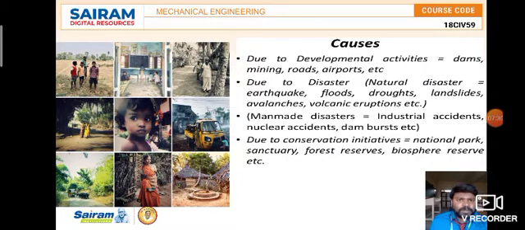During the corona pandemic period, gas leakage happened from an industry in Vizag. That is one of the examples of industrial accidents that we have recently witnessed. Next, conservation initiatives like national parks, sanctuaries, forest reserves, biosphere reserves, etc. are also reasons for this problem.